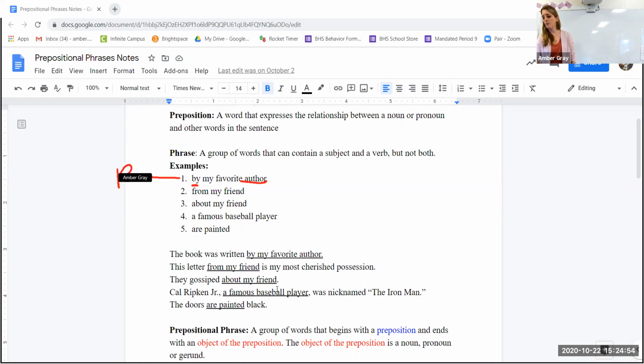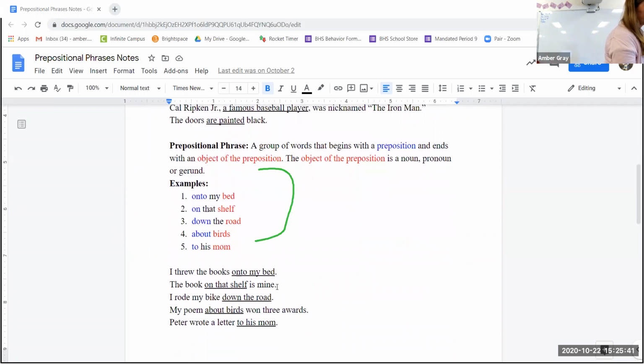From my friend. From is a preposition and it ends with a noun. So that's a prepositional phrase. About my friend. About is another type of preposition, and again it ends with friend. So that's another prepositional phrase. A famous baseball player. A is not a preposition. Player is a noun technically, but because it doesn't begin with a preposition, it is not a prepositional phrase. And are is not a preposition, that's a verb, and we don't even end with a noun here. So that's also not a prepositional phrase. So there are different types of phrases, and the phrases that we're looking at now are prepositional phrases, these guys right here.